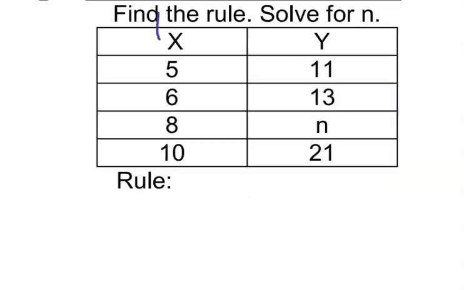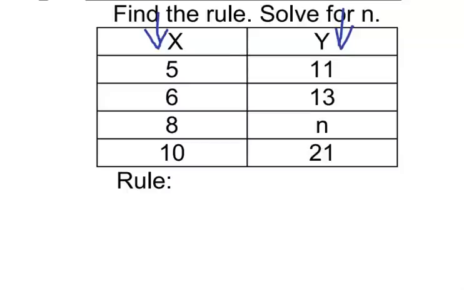Find the rule and solve for n. So if we put the number in that's on the x side of the input-output table, something happens, and it becomes this side. It becomes the y. So let's see, 5 plus 6 is 11. So maybe the rule is plus 6. So let's go to the 6 and see. 6 plus 6 is 12. Okay, well, we already ruined it. So plus 6 is not the rule.